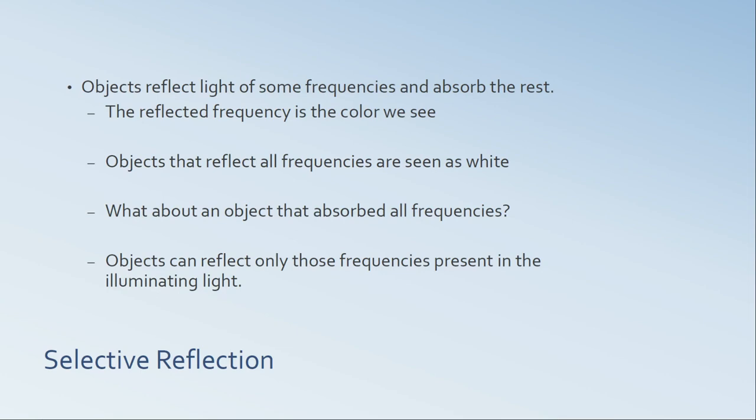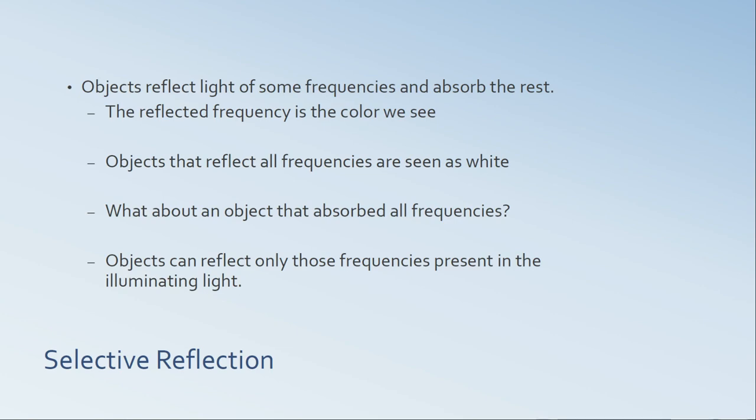So if we're looking at a green leaf off of a tree, that leaf is absorbing all the other frequencies of light, but just reflecting green frequency back to us, and that's why we see that leaf as green. What if we have an object that reflects all frequencies of light? Well, if we expose an object to light and it reflects all those frequencies in the visible spectrum back to us, we see that object as white, such as a white piece of paper, or a white towel, or a white t-shirt.